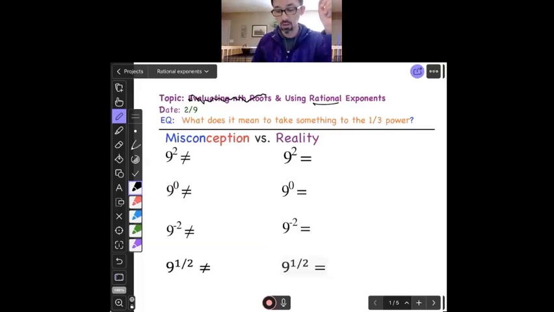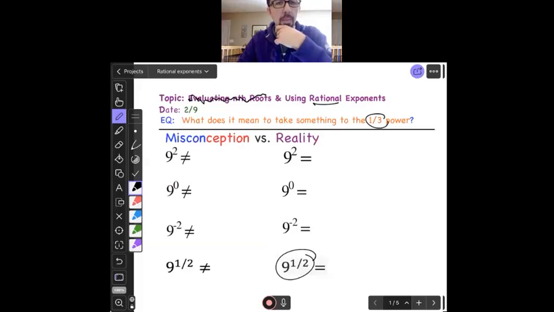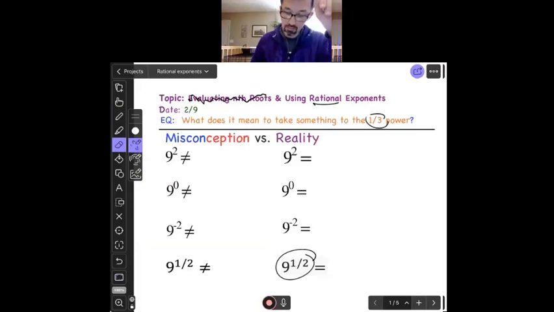Rational exponents are fractional exponents. So when we look at 9 to the 1/2, what does that mean? Okay. So that's what we're pushing towards today, is looking at fractional rational exponents. What do those do? How do we use them? How do we manipulate them? Things like that. Okay. That's where we're moving towards.